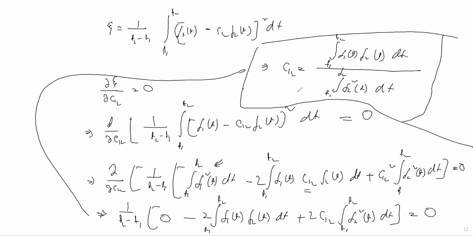This is the coefficient in case of signals where the error will be minimum. If we are going to represent a signal in terms of another signal, this is the coefficient for which the error will be minimum. So C12 equals integration T1 to T2 of f1(t) into f2(t) dt, divided by integration T1 to T2 of f2 whole square(t) dt. Okay.